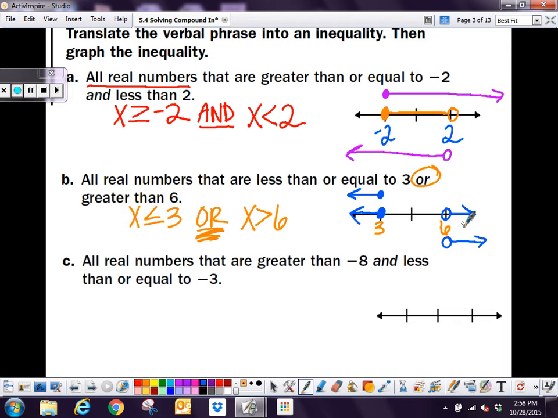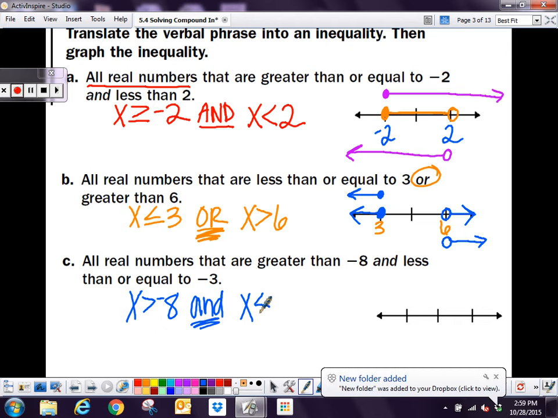C, all real numbers that are greater than negative 8, so x is greater than negative 8, and less than or equal to negative 3. So all my real numbers are less than or equal to negative 3. So look, we're looking at an "and," so we're going to be looking for where these overlap.